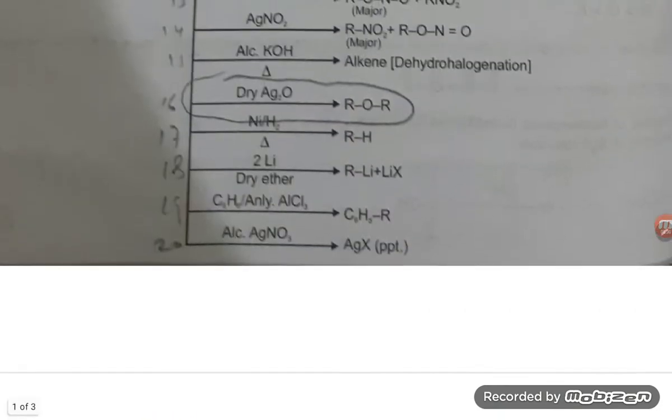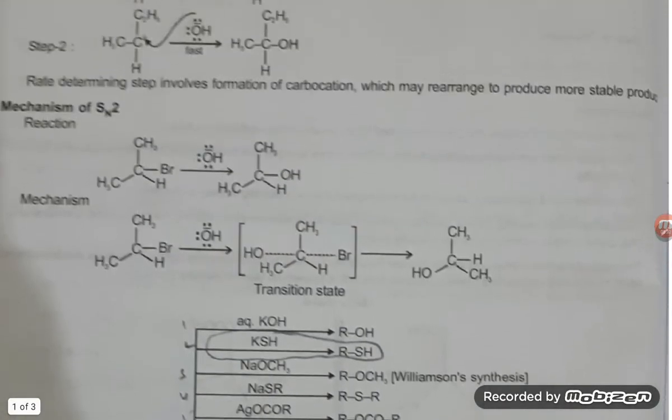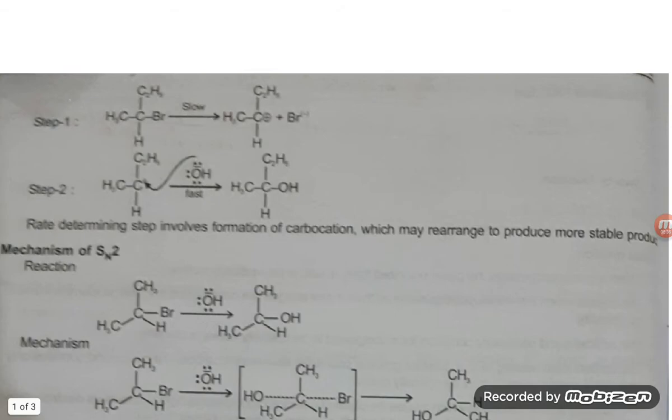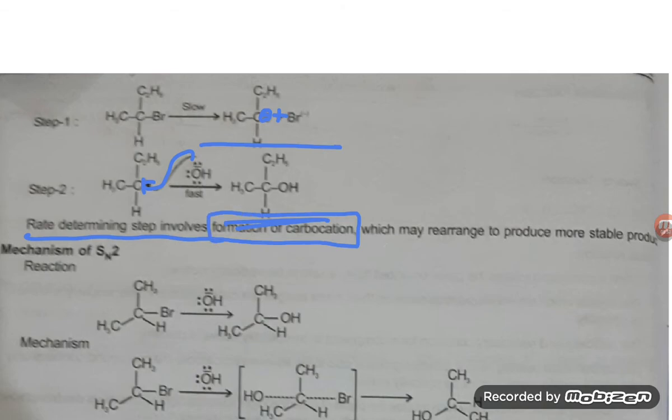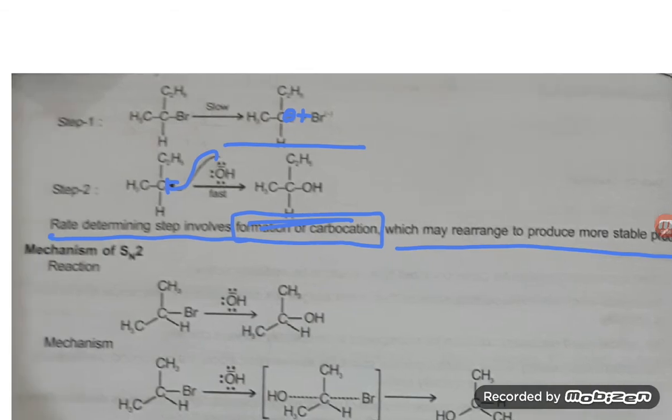SN1 reaction follows a two-step process. In the first step a carbocation is formed. Here you can see the carbocation, and in the second step the base attacks, so you get the 2 degree product. The rate determining step is the formation of the carbocation, which may rearrange to produce a more stable product.